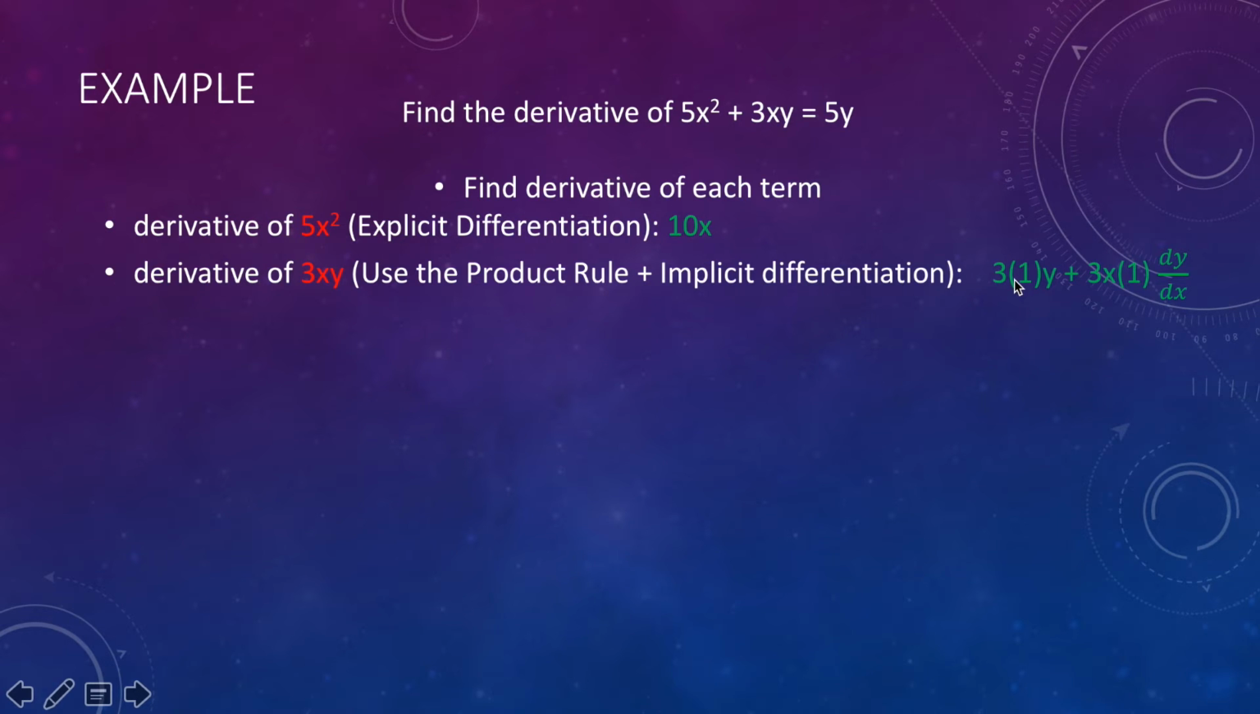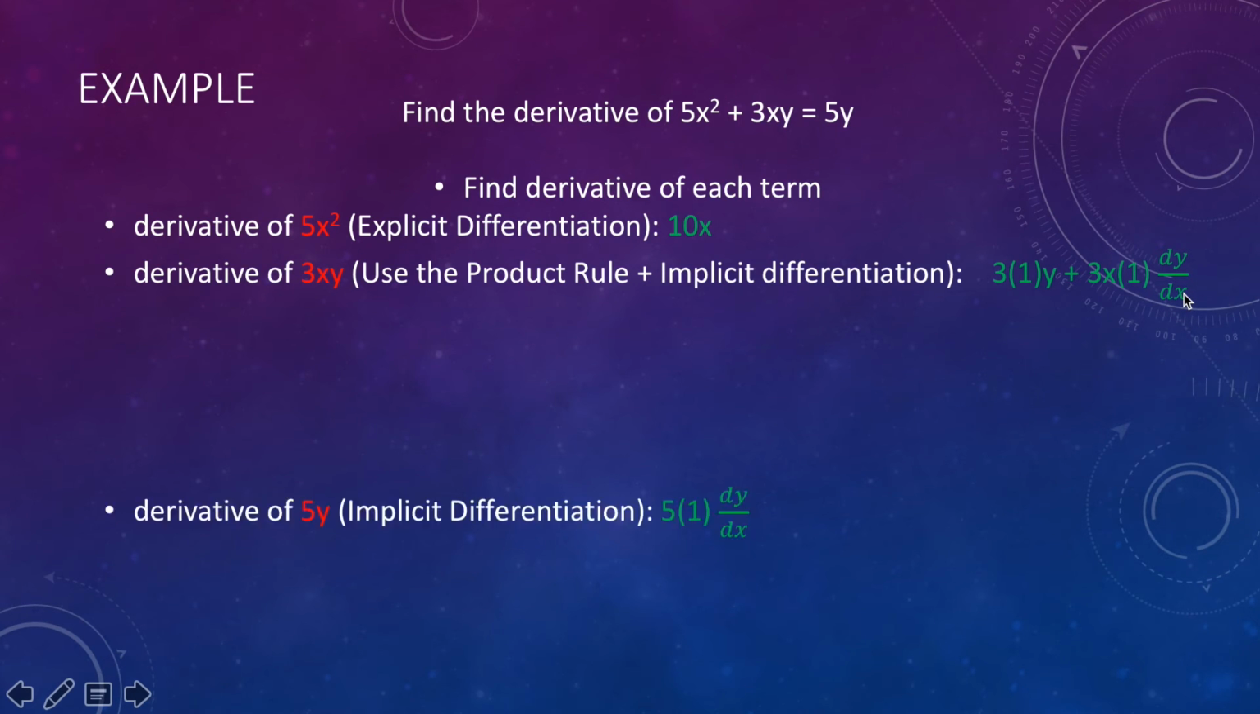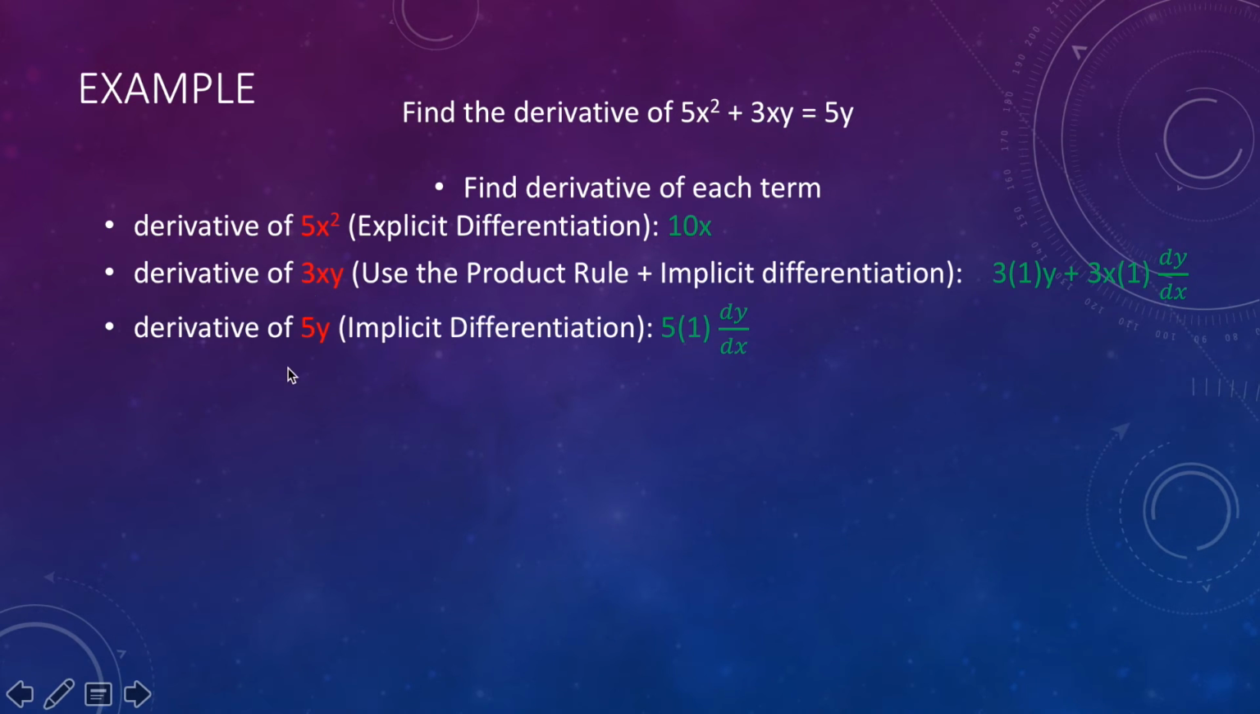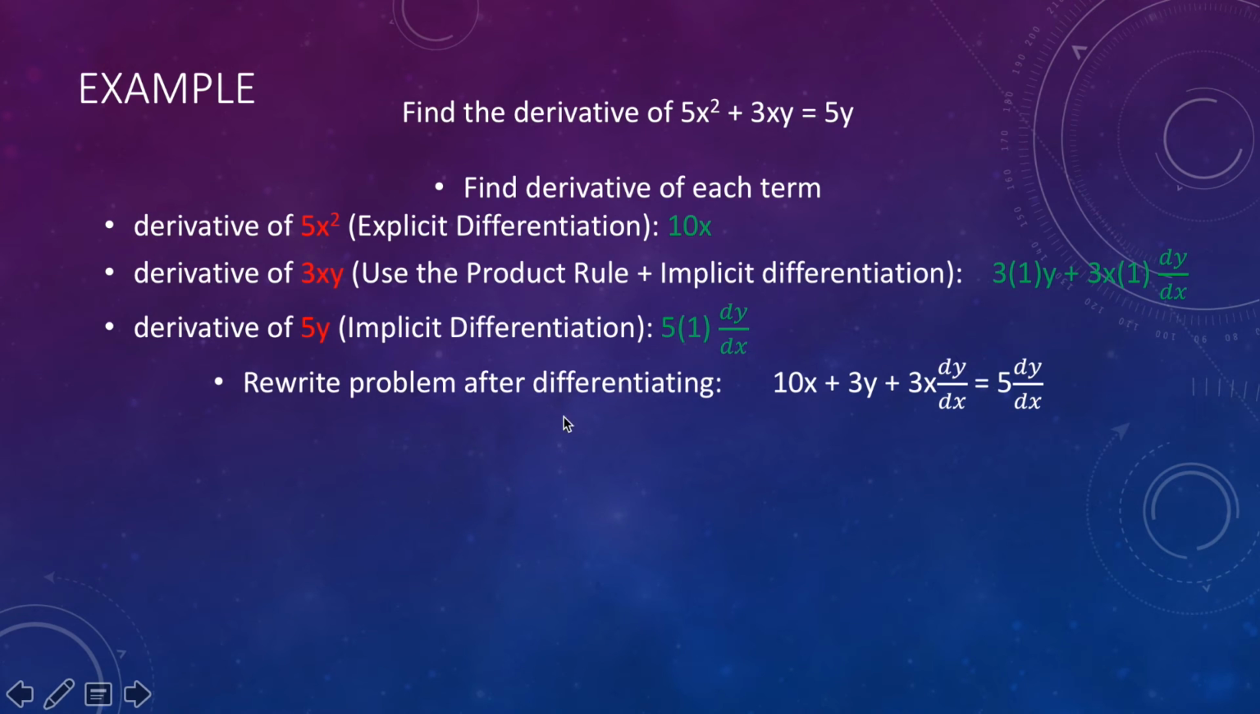First we're going to take the derivative of u, in this case x. So x just turns to 1, right, using the power rule. And y just turns to 1 as well, using the power rule. And this is implicit differentiation, so we have to write dy/dx next to it. And the derivative of 5y is just 5, using the power rule. And you have to write dy/dx next to it. And you rewrite the problem after differentiating each term.